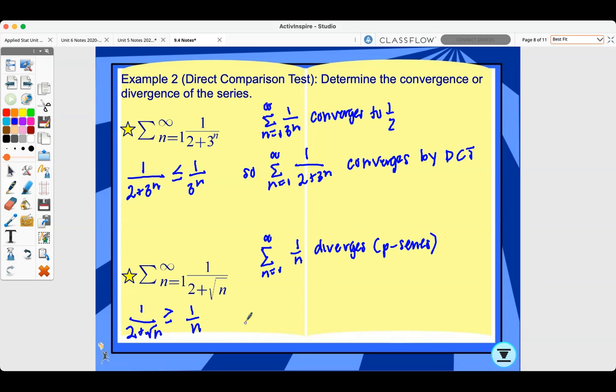Okay, my inequality is correct. So since 1 over n is less than my series here, I know it diverges. And it diverges by the direct comparison test.